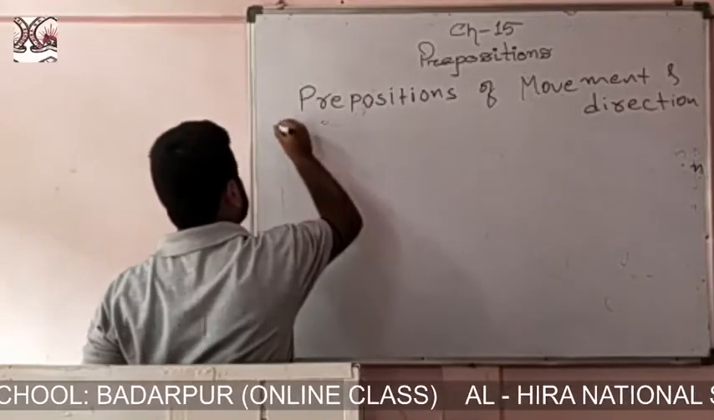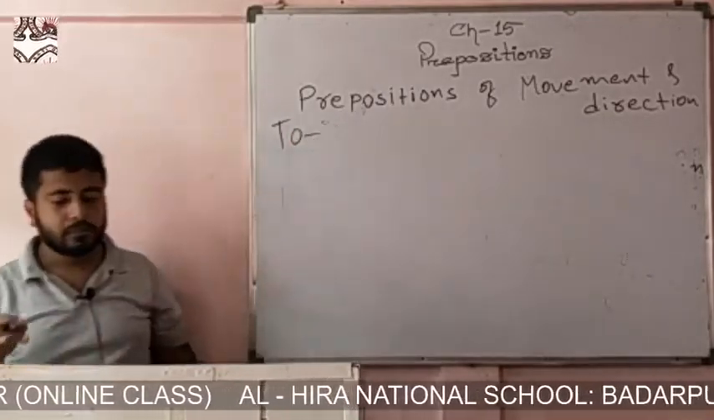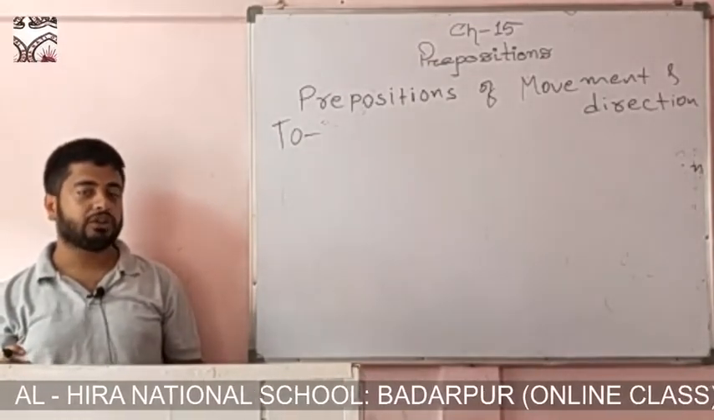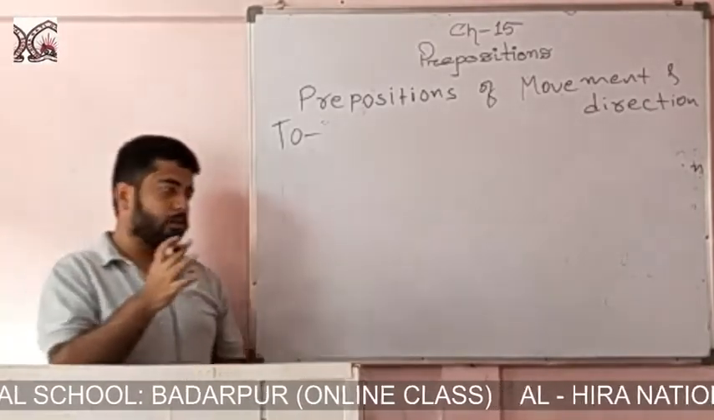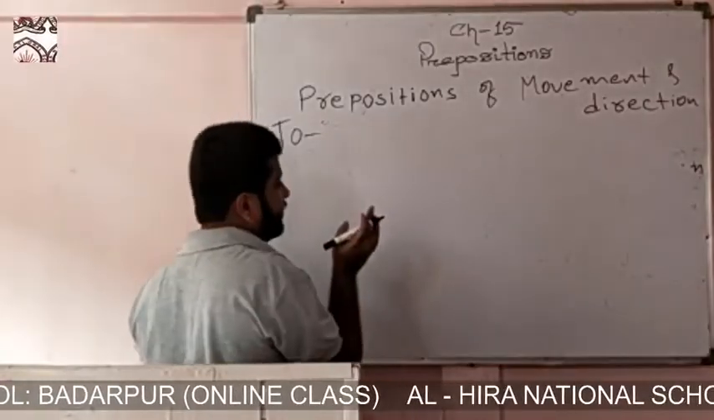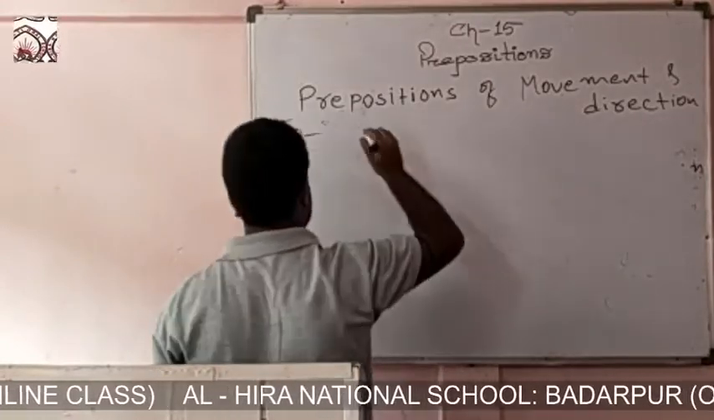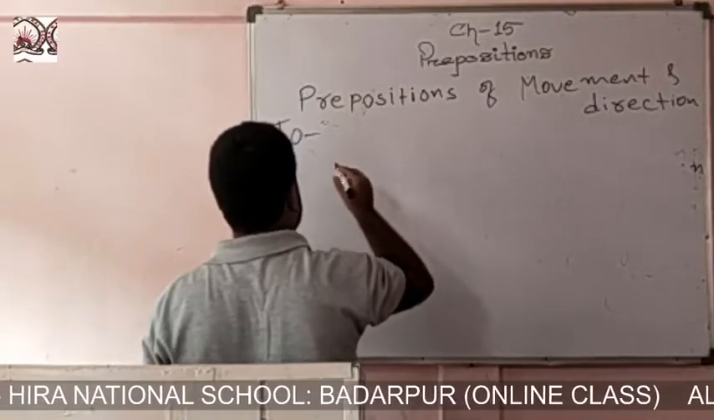So where are we to use "to"? It is used to indicate destination. For example, he went to the school. So it is indicating a destination: he went to the school. The school is his destination. So we will use "to" to indicate destination.